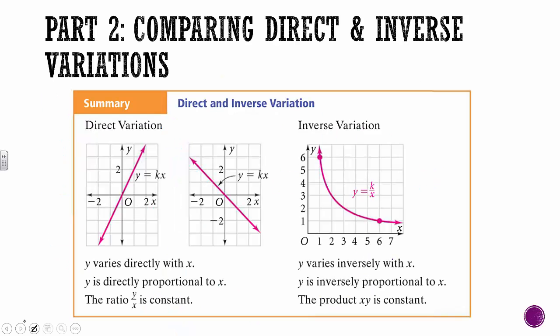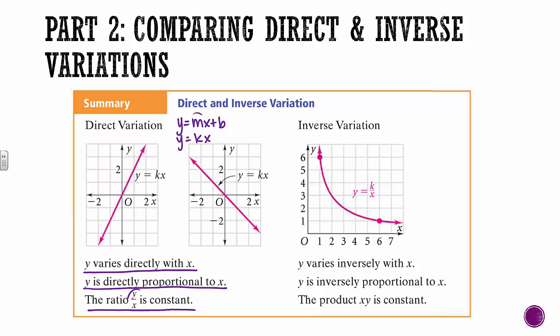So now we're going to compare direct and inverse variation. Remember, direct variation is really a line. It's technically y equals mx plus b, but we write it y equals kx because the b is 0. And instead of using m, we use k for constant of variation. You will see this written as y varies directly with x, y is directly proportional to x, or this ratio is the same. And this ratio goes back to slope. I know we haven't talked about slope in this class, but remember, slope is the change in y divided by the change in x. That's what we're finding here. We're finding y divided by x.